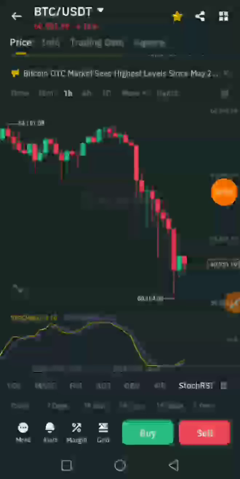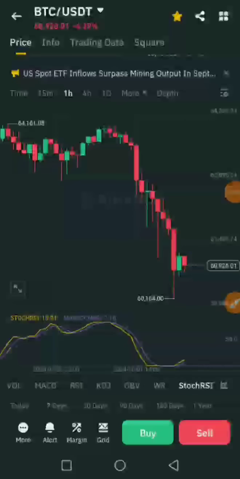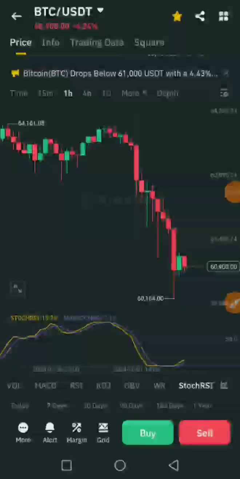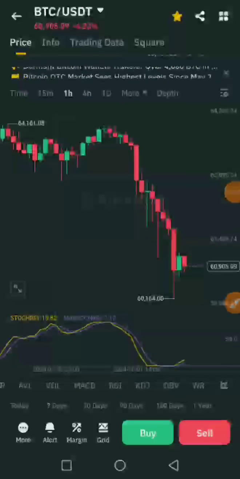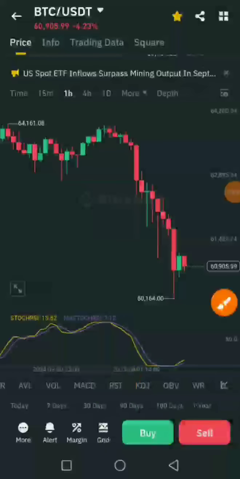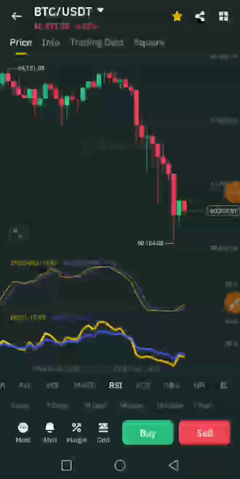Now, before we dive into learning how the stochastic RSI works, let's quickly remind ourselves what RSI is. Although we have done it in our previous videos, there are some that are viewing for the first time. So in our previous videos, we learned that RSI, otherwise known as the Relative Strength Index, is this one over here. Let me toggle it on so that we can get a view of what we are talking about while we are explaining it.